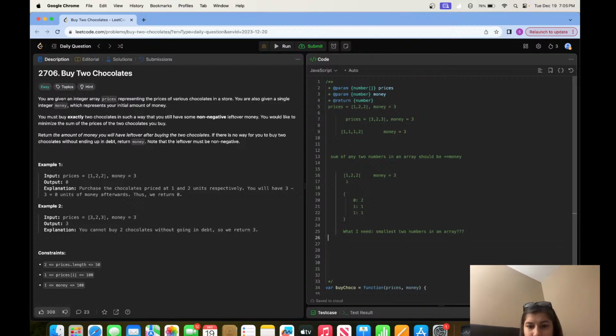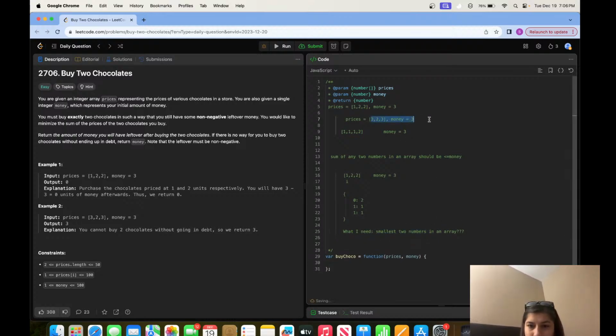So if I have the smallest 2 numbers in an array, then I can just use that value, right? I mean, if the smallest 2 numbers sum is less than or equal to money, then that is fine. I'll return money minus smallest 2 numbers value. Otherwise if even the smallest 2 numbers in an array is greater than money, then it means that I will not be able to buy anything, isn't it?